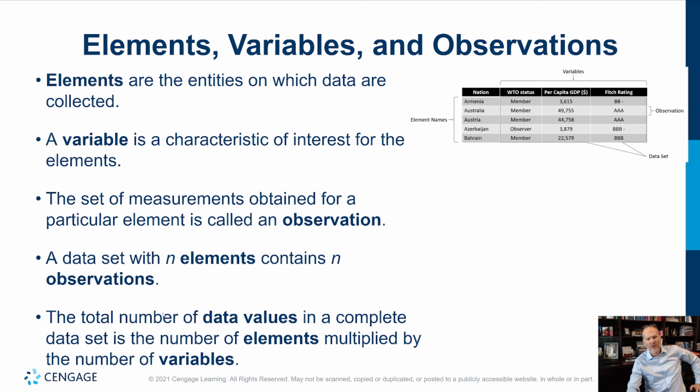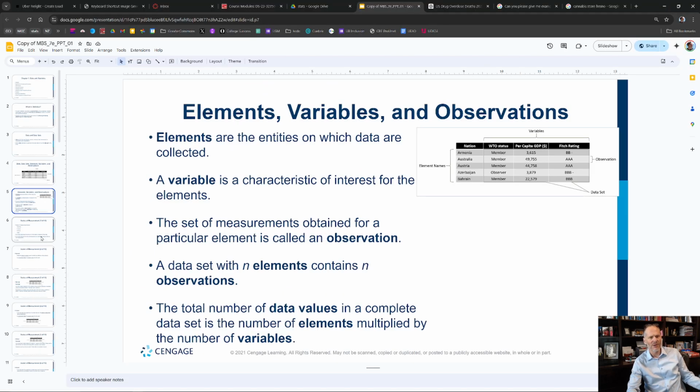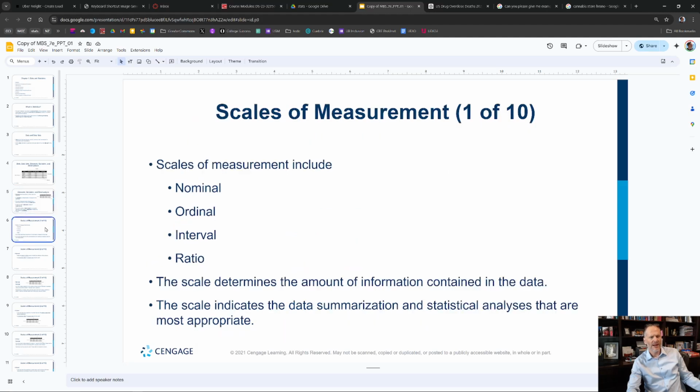So the total number of data values in a complete data set, this is our entire data set, is the number of elements, right? 1, 2, 3, 4, 5 elements, multiplied by the number of variables, 1, 2, 3 variables. Okay, just new terminology. We're just learning about how do we talk about data, and yeah, so we're learning that new terminology. And then now we get into scales of measurement.